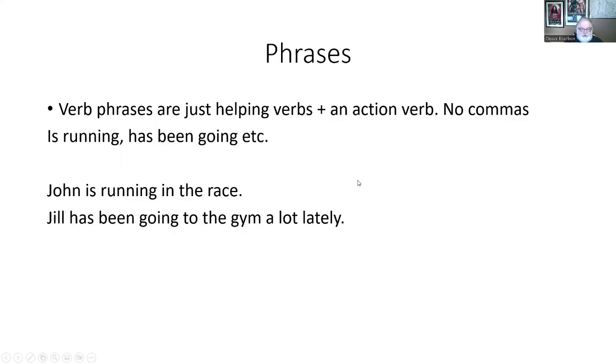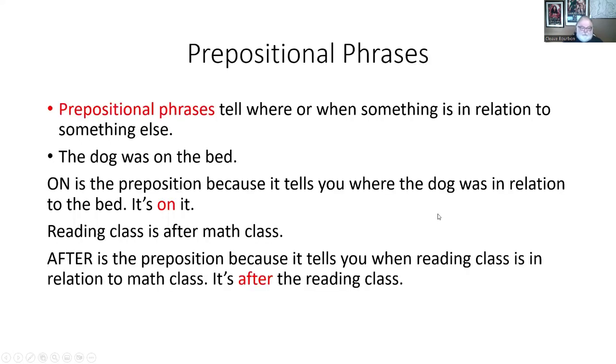All right, this is just showing you what a verb phrase is again. John is running in the race. Is running is the verb phrase. Or Jill has been going to the gym. Has been going is the verb phrase. And of course, you don't have commas around those, because a verb phrase is just a helping verb plus a main verb.